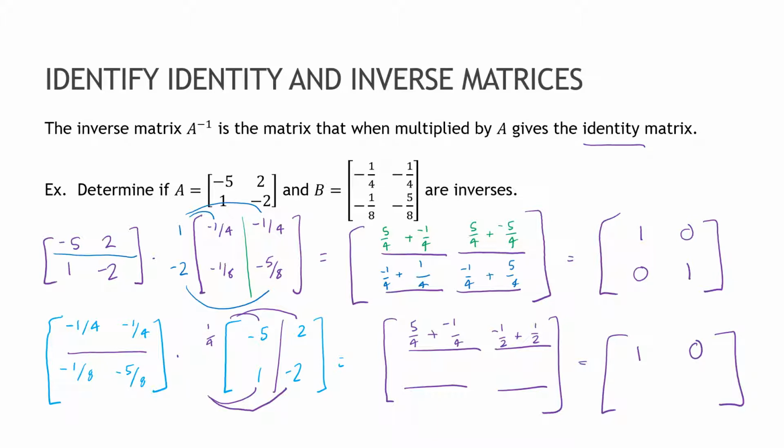And then I move on to the next row. Negative 1/8, negative 5/8. Do the same thing. I get positive 5/8 plus negative 5/8, which is 0. And then I get negative 2/8, which is negative 1/4, times positive 10/8, which is positive 5/4. And when I combine those together, I get 4/4, which is 1. So they are, in fact, inverses of one another.